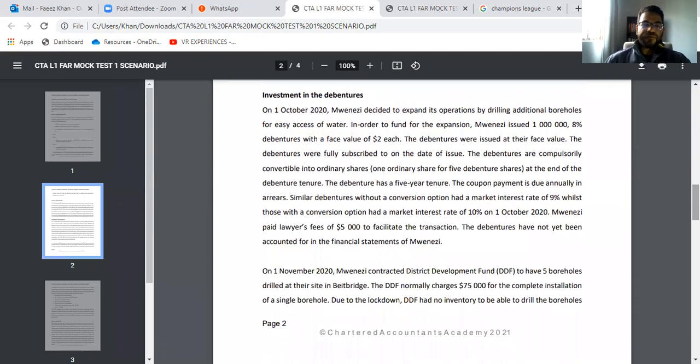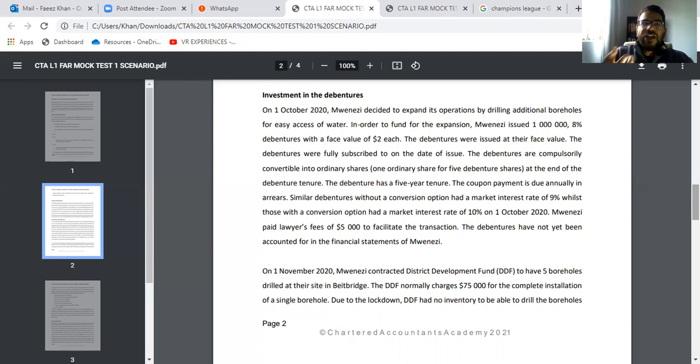Next, investment in the debentures. On 1 October 2020, Wenezi decided to expand its operations by drilling additional boreholes for easy access of water. In order to fund the expansion, Wenezi issued 1 million 8% debentures with a face value of $2 each. So therefore the face value is $2 times 1 million, which gives you $2 million. And the debentures are 8%. So that is the coupon rate.